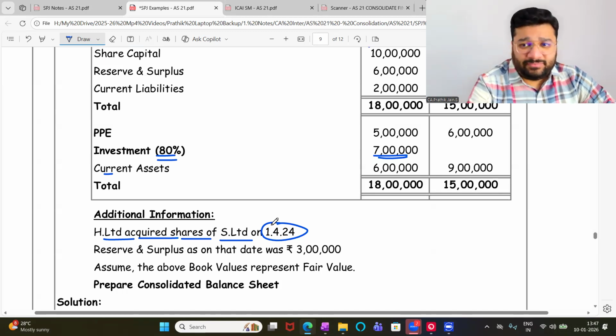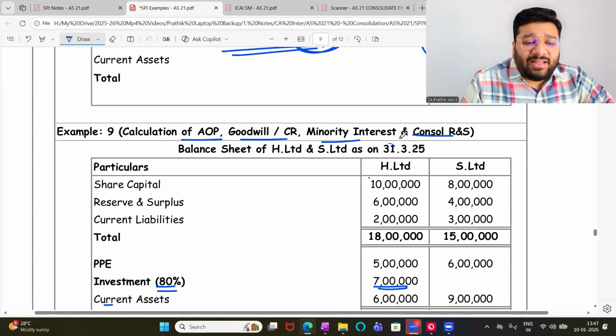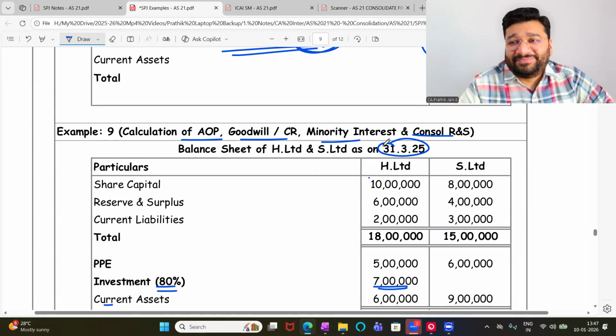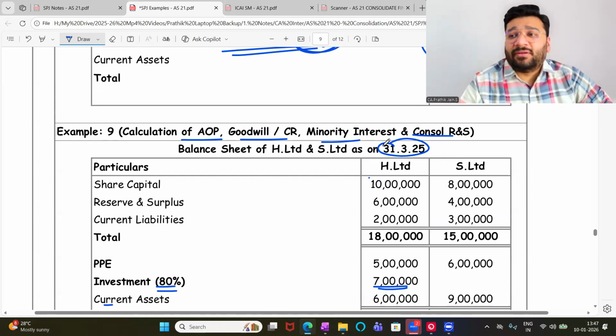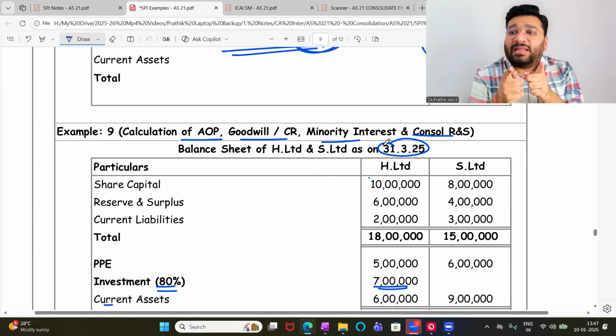Very good. Now, balance sheet 31st March 25. Last question: balance sheet date 31st March 25. Acquisition date is also the same day, 31st March 25. Hence, you never had post-acquisition profit.